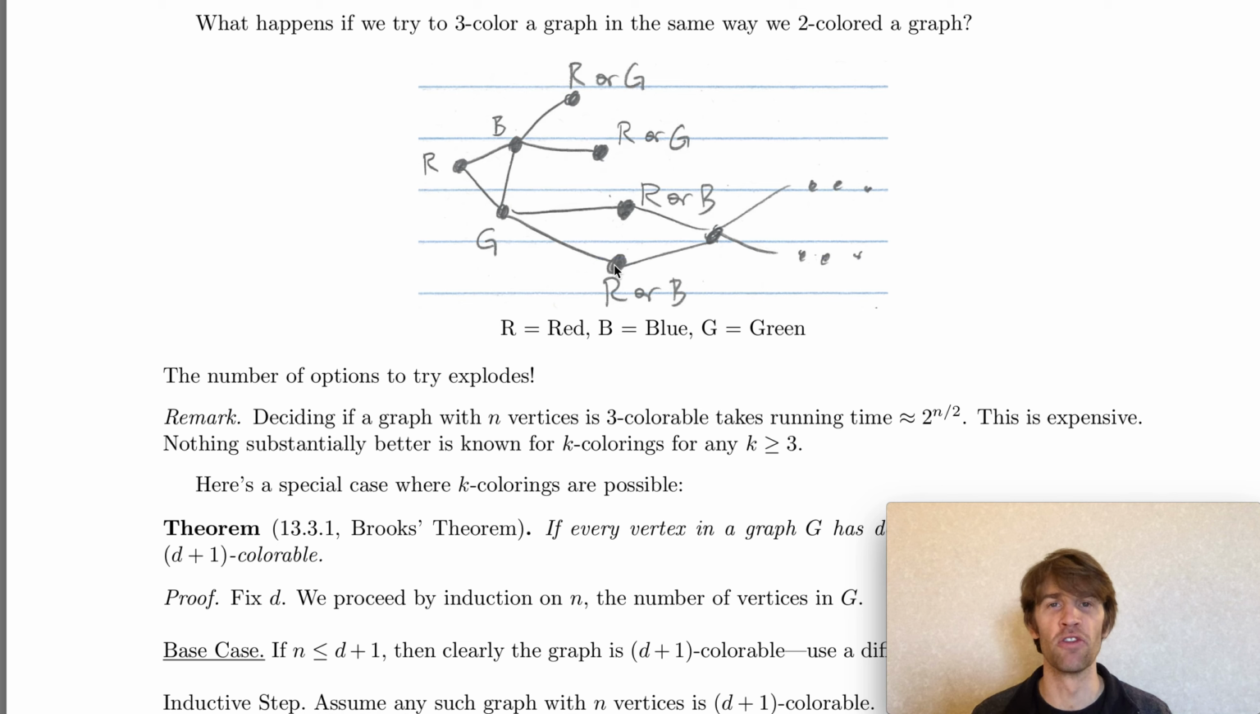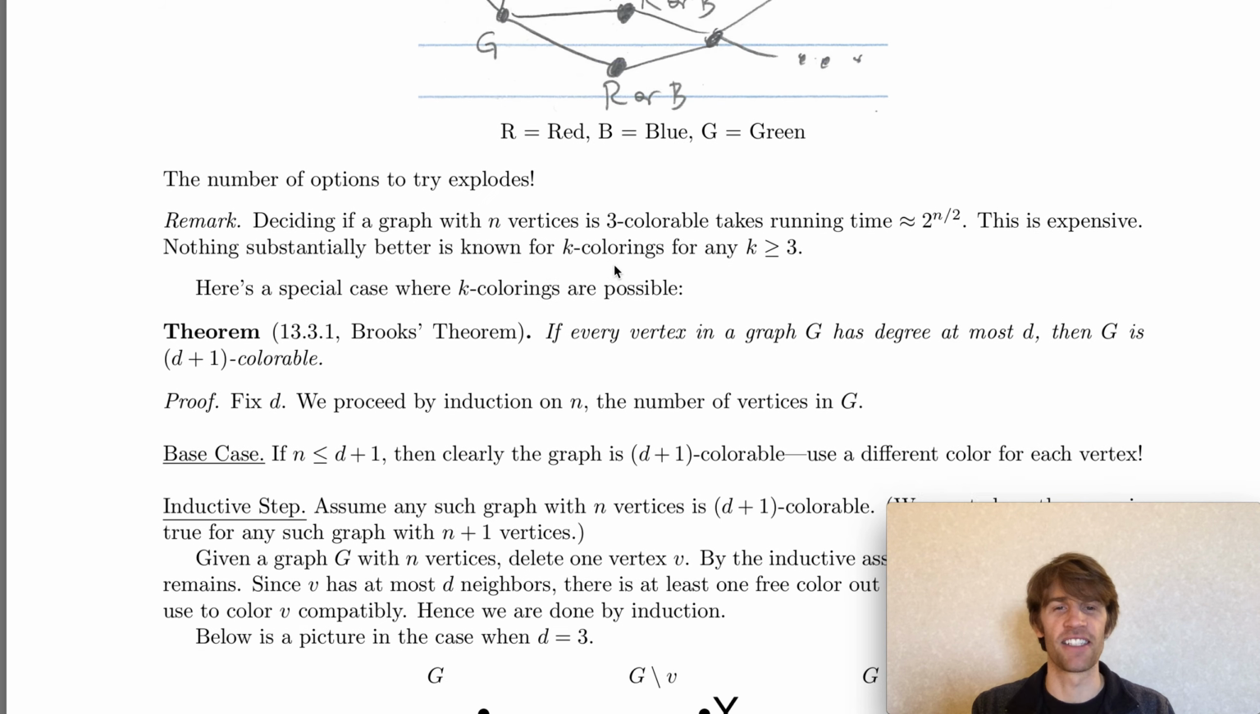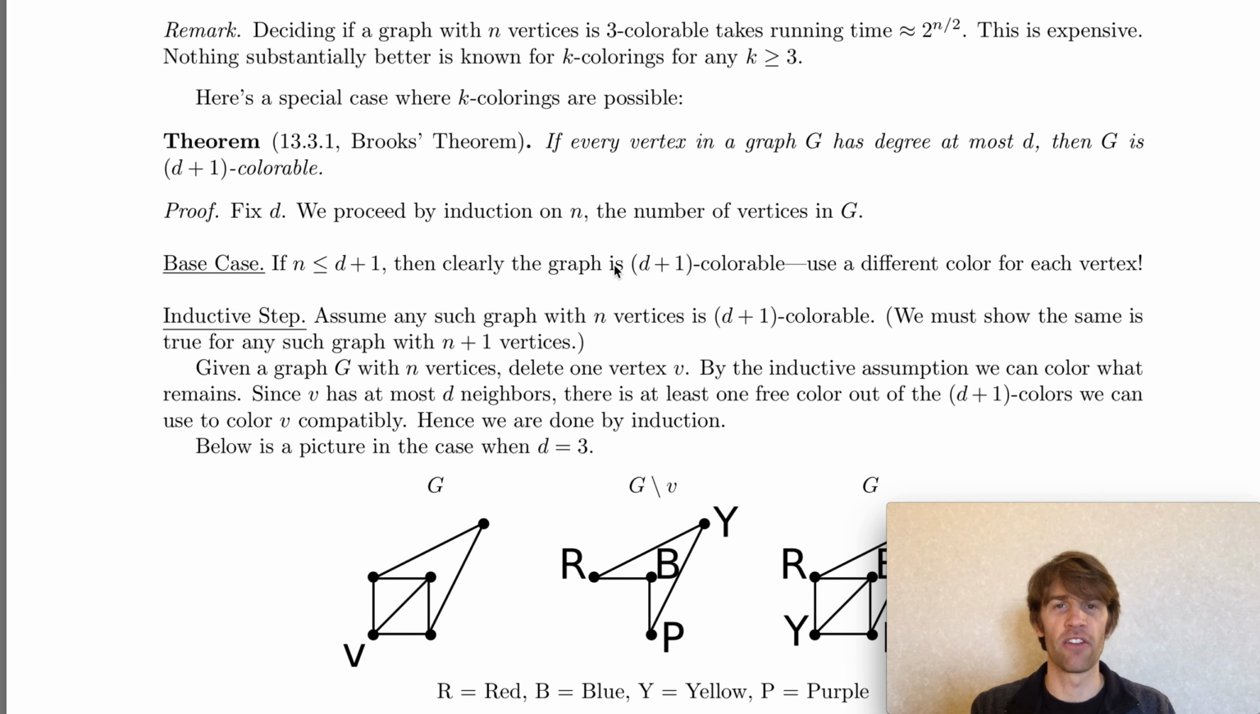That's not a formal proof that deciding whether a graph is three-colorable is hard. But it is true that deciding whether a graph is three-colorable is hard. A statement is that in the worst case, if you have n vertices, then deciding whether your graph is three-colorable or not takes time approximately 2 to the power n over 2. So if you have 100 vertices, deciding whether it's three-colorable or not is going to take time on the order of 2 to the 50th power. That's expensive. 2 to the 50th power is a large number. So in general, deciding whether a graph is three-colorable or four-colorable is quite hard.